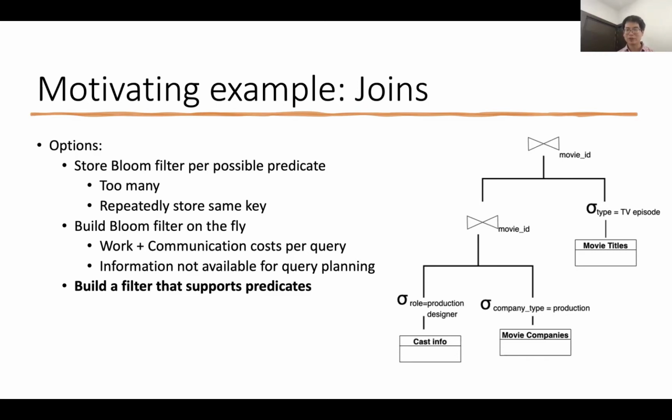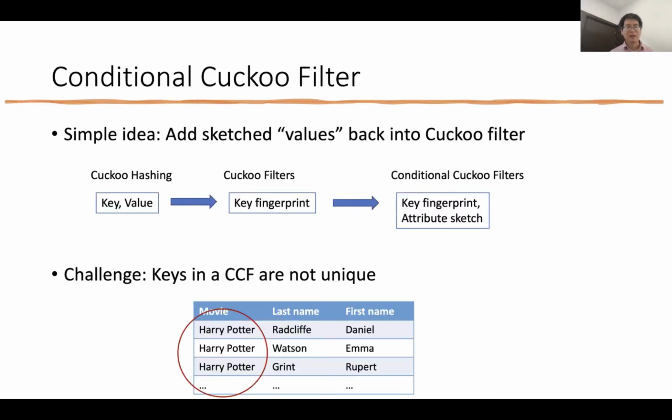So our idea is to build a filter that just supports predicate queries. And how to do this is quite simple. What we do is we notice that Cuckoo filters are essentially the same as Cuckoo hashes, except for the key value pair, we remove the value and we replace the key with a key fingerprint. So what a conditional Cuckoo filter does is essentially add back that value as a sketch of the attributes. In this case, the challenge is that keys in a conditional Cuckoo filter are not unique, while they are unique or very close to being unique for Cuckoo hashing and Cuckoo filters.